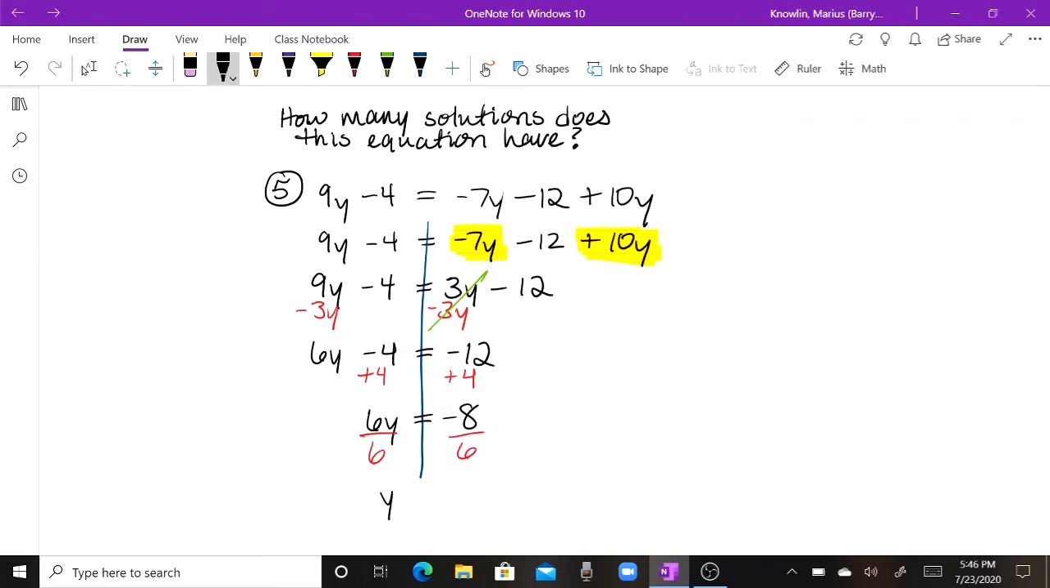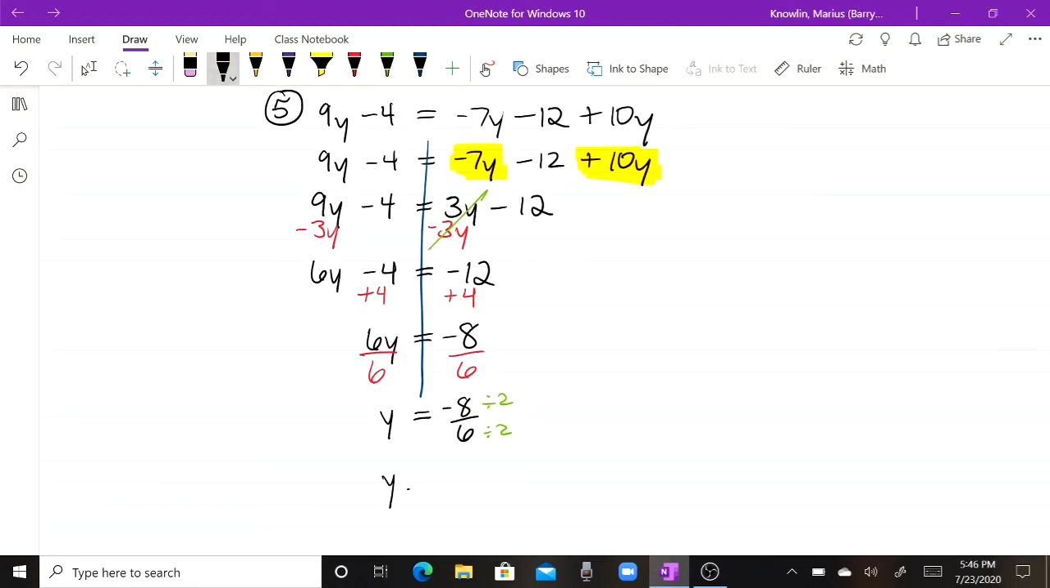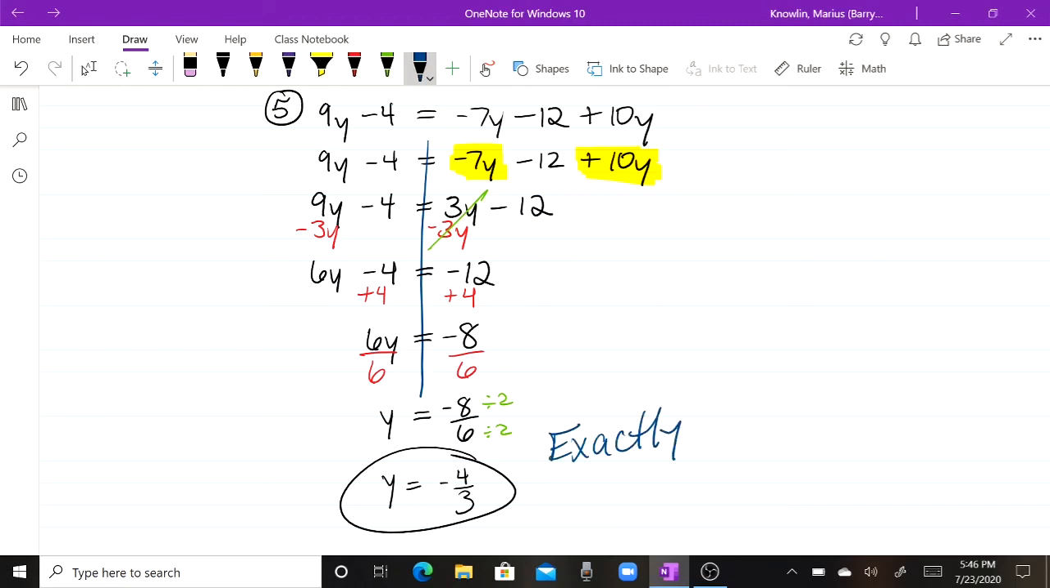Our answer is going to be y equals negative 8 over 6. But we know we can divide both of those by 2. So our simplified answer will be y equals negative 4/3. And if we remember, when we have just the answer, an exact answer where the variable equals a number, that is going to mean that we have exactly one solution.